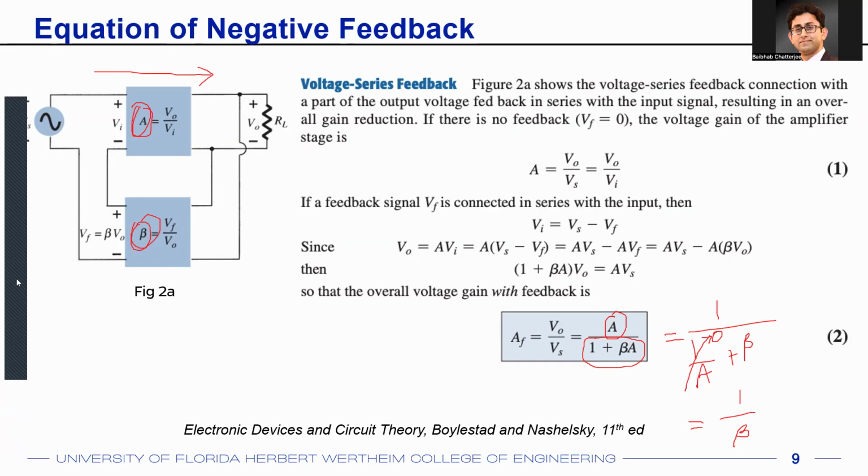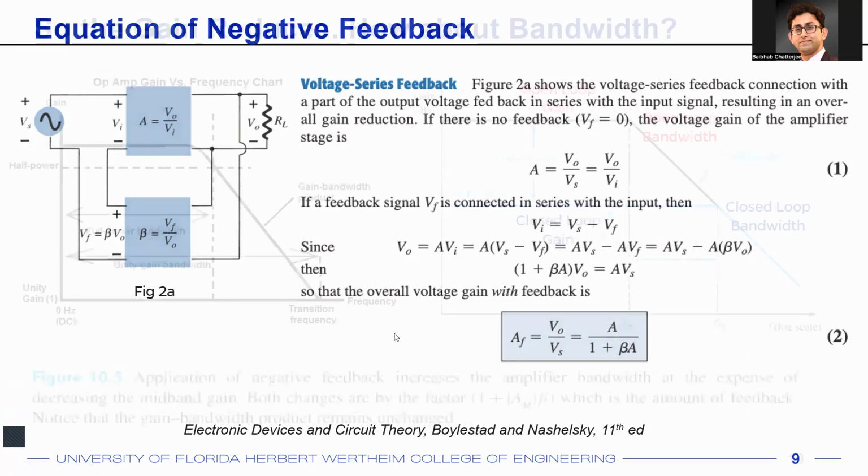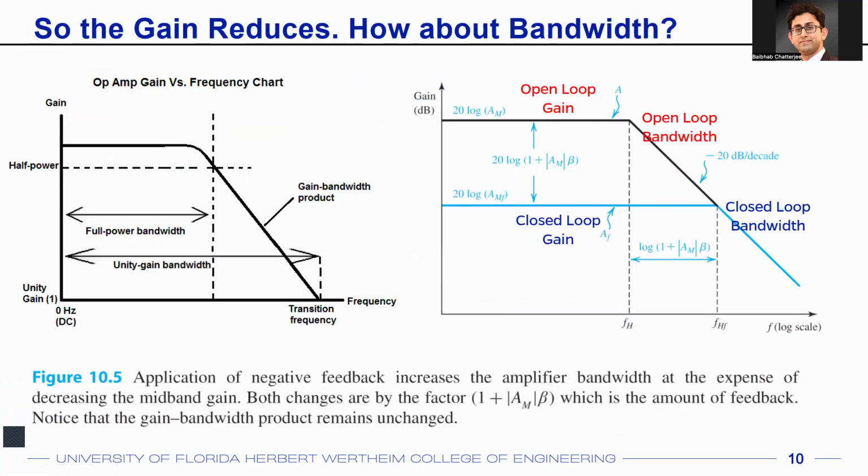But one important thing is that your gain is reducing. Your gain is reducing by a factor of 1 plus A beta. If you look at the bandwidth of the entire system, again, some of you might have seen this chart in your 3111, the op-amp's gain versus frequency looks something like what you see on the left-hand side.